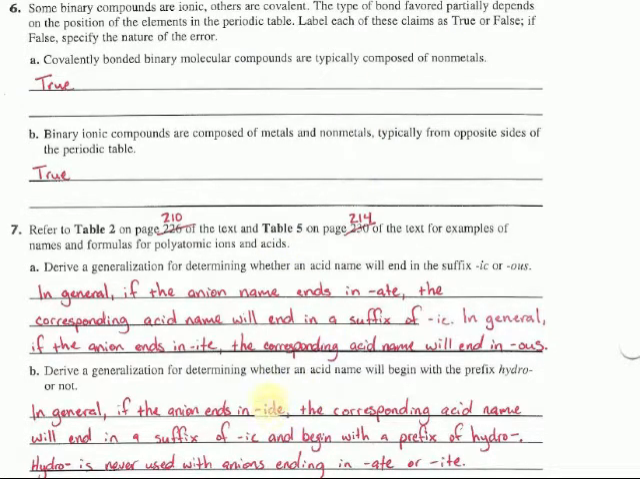There are no oxyanions that end in ide. Mostly, ide is reserved for monatomic anions. So if it's monatomic, that ending is probably going to be ide. If the anion's name ends in ide, you throw the prefix hydro in front. If it is not ide, if the ending is ate or ite, you do not use the prefix hydro.